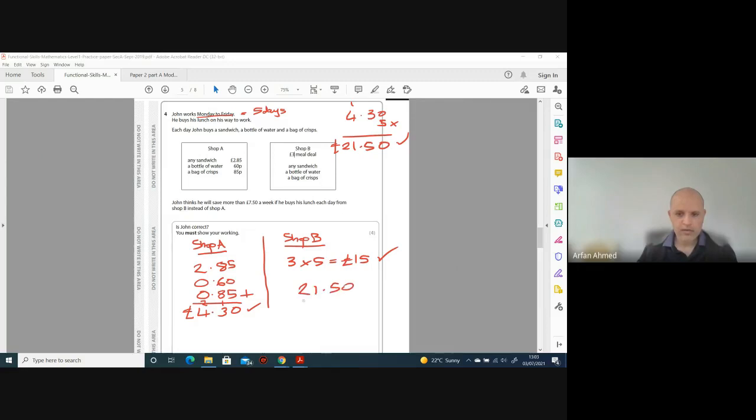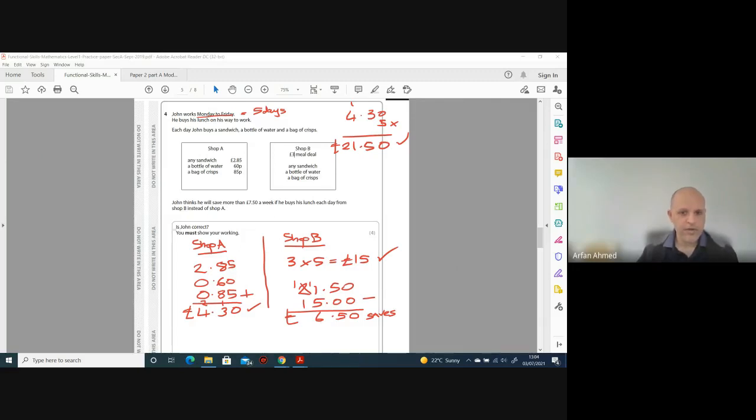So we'll have to do 21.50 take away 15. This is the only way we can do this without our calculators. Nothing take away nothing is nothing. 5 take away 0 is 5. 1 take away 5 we can't do, so borrow. 11 take away 5 is 6. And that's nothing. He actually saves £6.50. So he thinks it was more than £7.50.